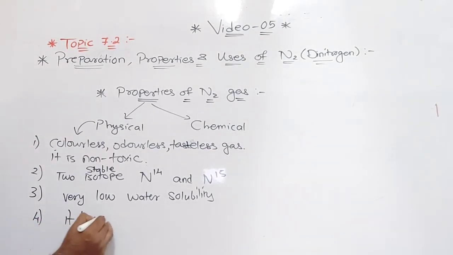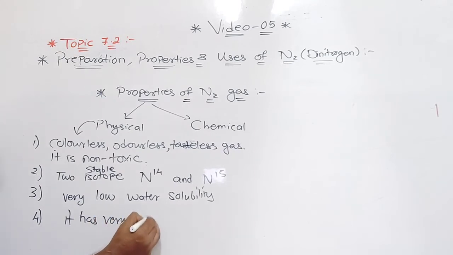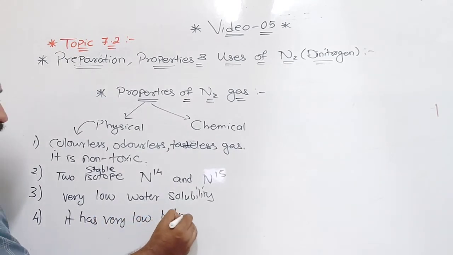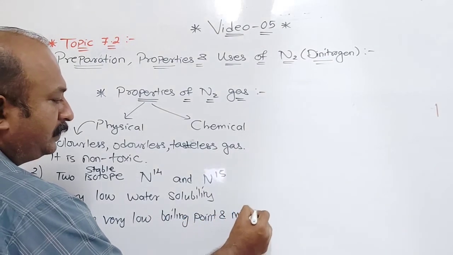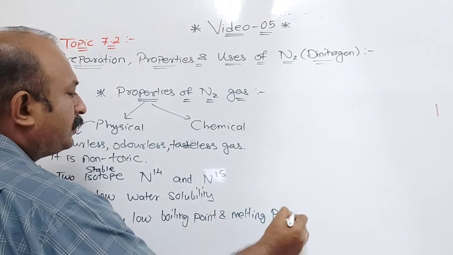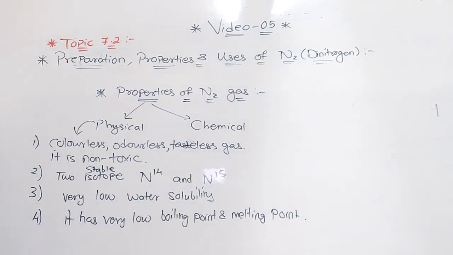and melting point. Clear? So these are the physical properties we have discussed. Now we'll talk about the chemical properties. So I'll drop this, you can write it down in your notebook. That is the physical properties of dinitrogen.